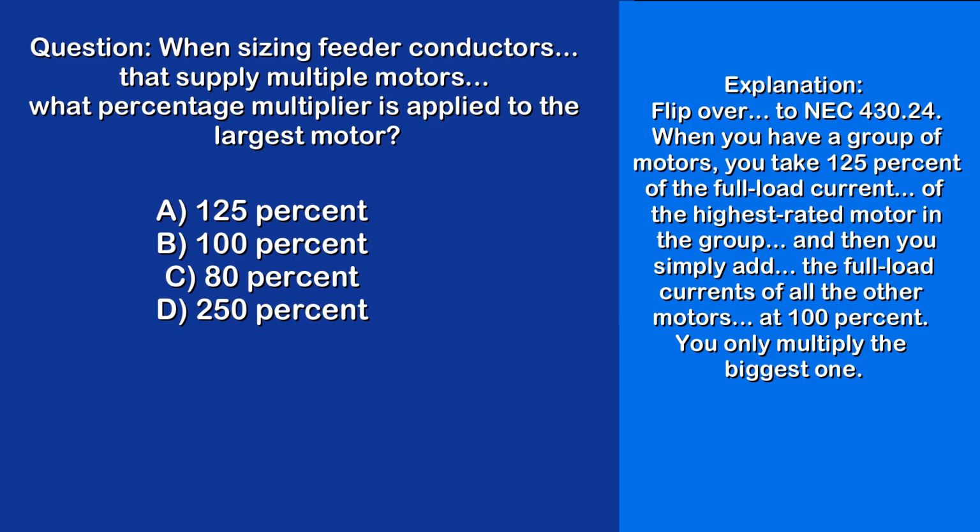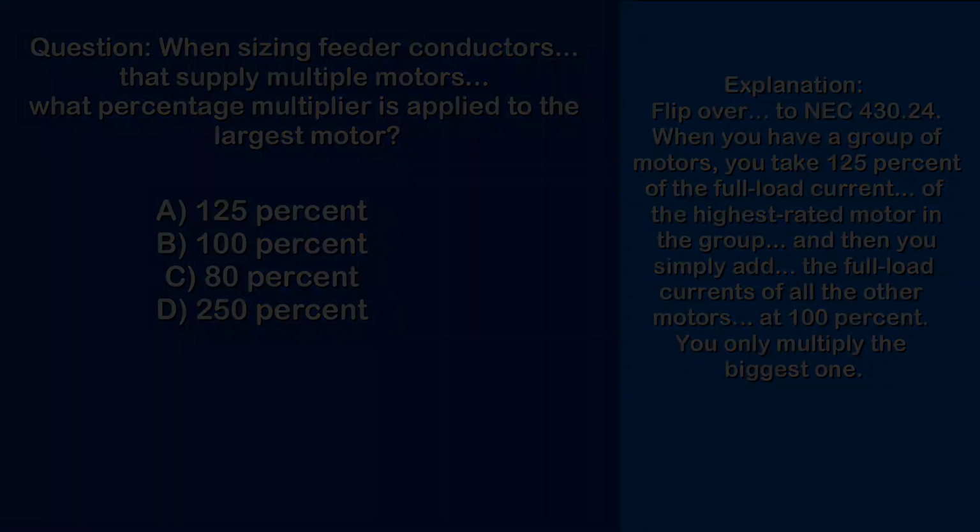Explanation. Flip over to NEC 430.24. When you have a group of motors, you take 125% of the full load current of the highest rated motor in the group, and then you simply add the full load currents of all the other motors at 100%. You only multiply the biggest one.